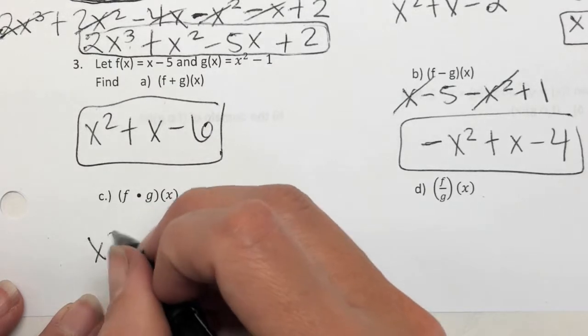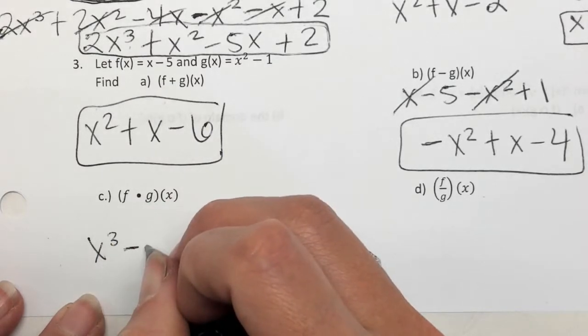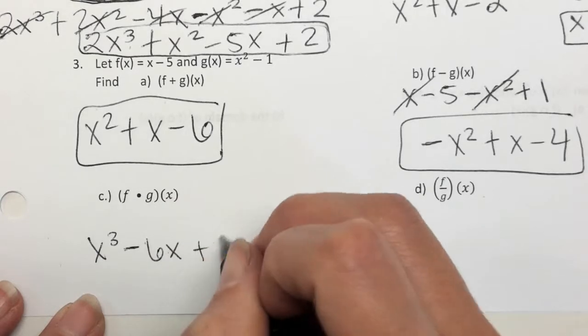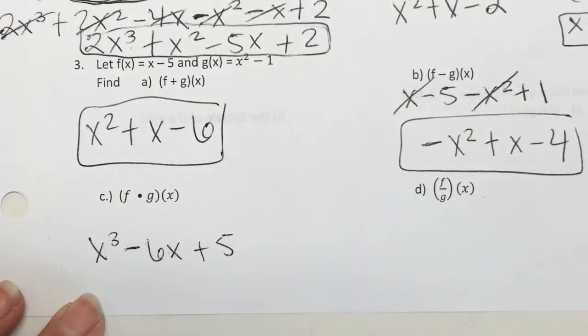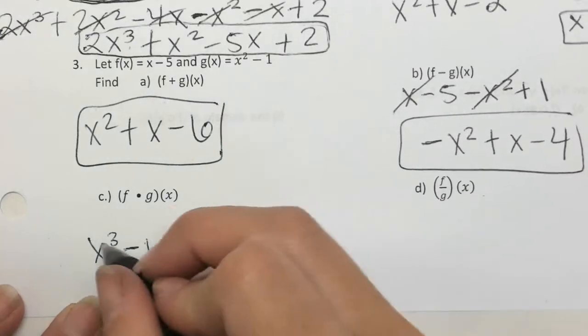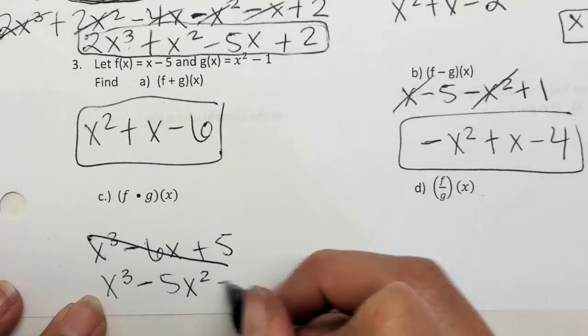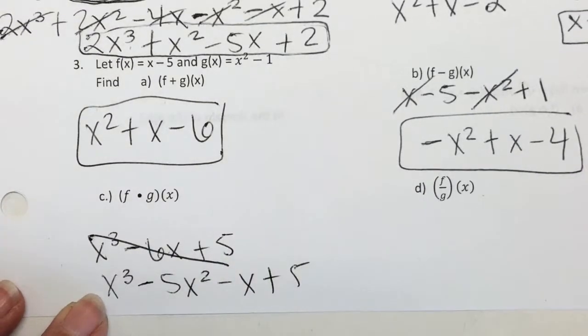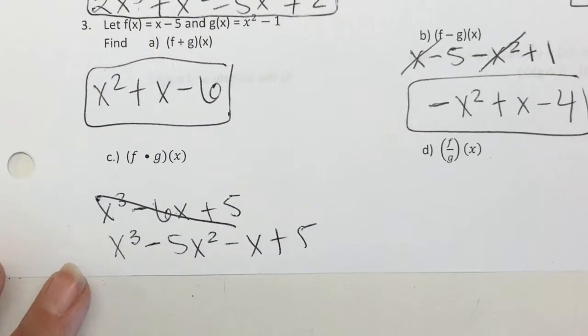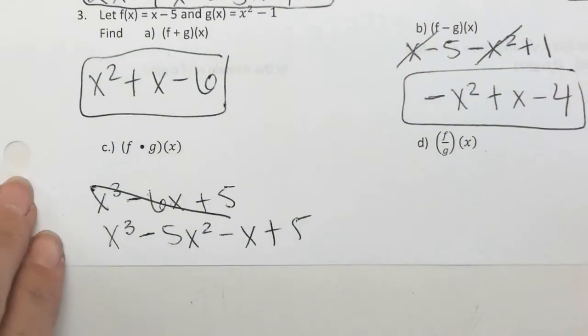X cubed minus 6x plus 5. 6x plus 5. Does everybody agree? No. Alright, anybody else want to try? Colby? X cubed minus 5x squared minus x plus 5. Is he correct? All the signs are correct? Do we need to go over this one? Yes, no? Alright, anybody want to try the last one?